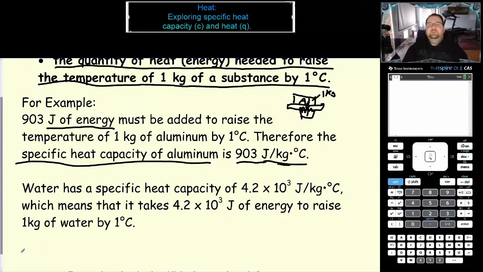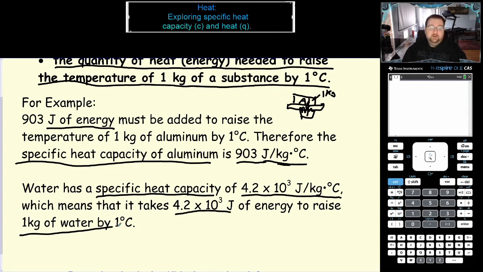Water, this is a specific heat capacity that you're probably going to have memorized by the end of this class because you're just going to use it so often. Water has a specific heat capacity of 4.2 times 10 to the 3 joules per kilogram Celsius, which means that it takes 4.2 times 10 to the 3 joules of energy to raise 1 kilogram of water by 1 degree Celsius.